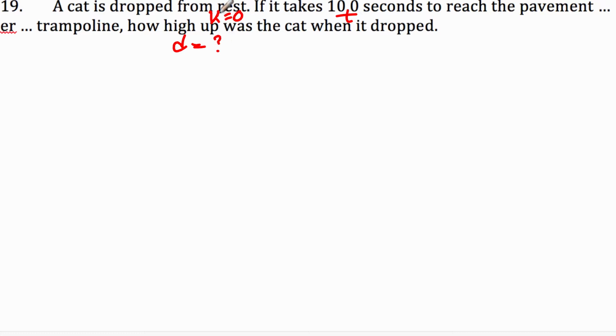So I need a velocity, a distance, and a time. Oh, but also it's dropping, so there has to be some gravity involved. 9.8 meters per second squared. Okay, well, let's take a look at our formulas. I'm looking for a V, a T, a D, and a G.